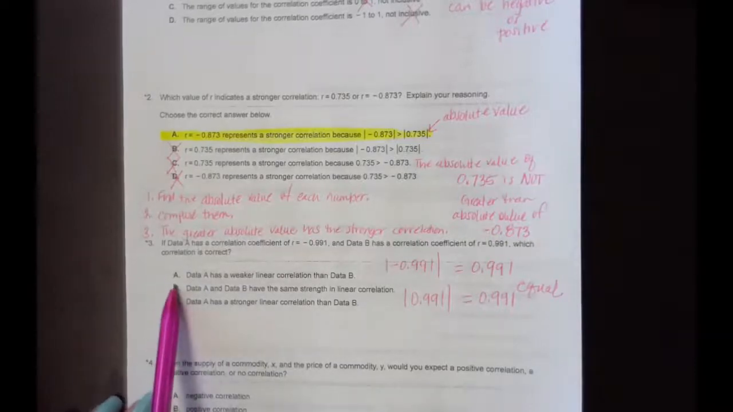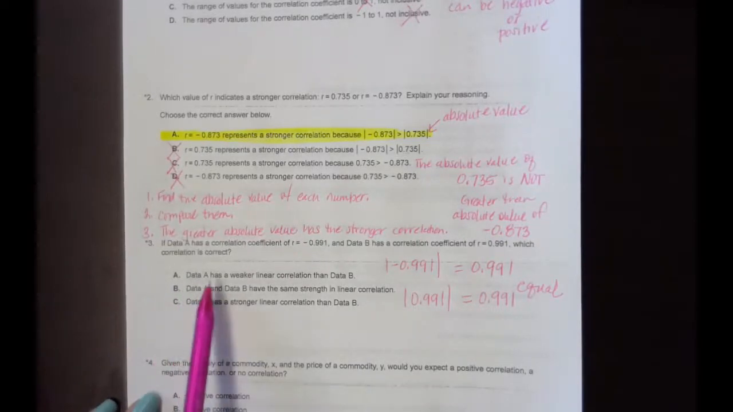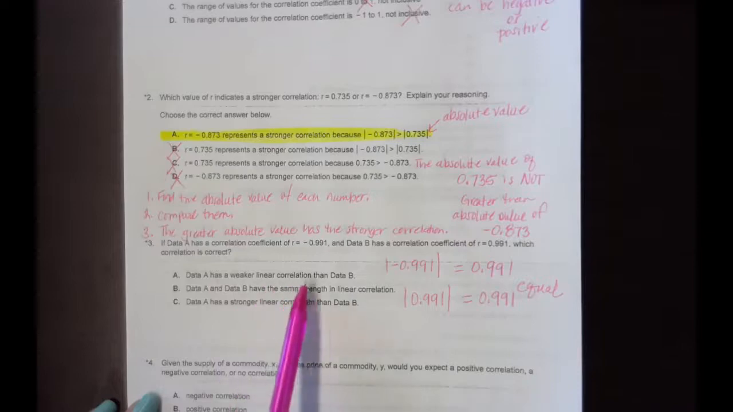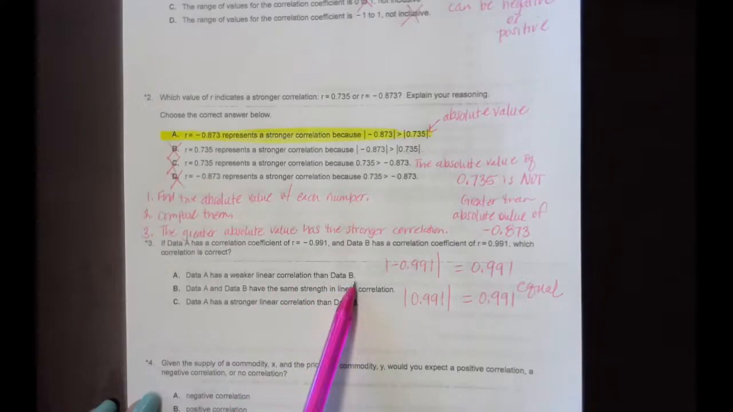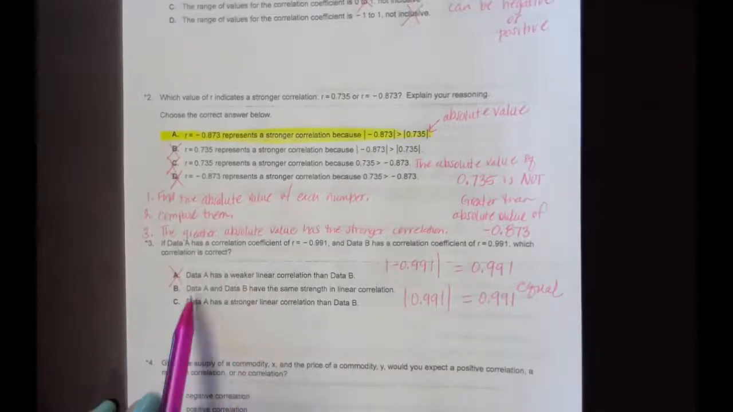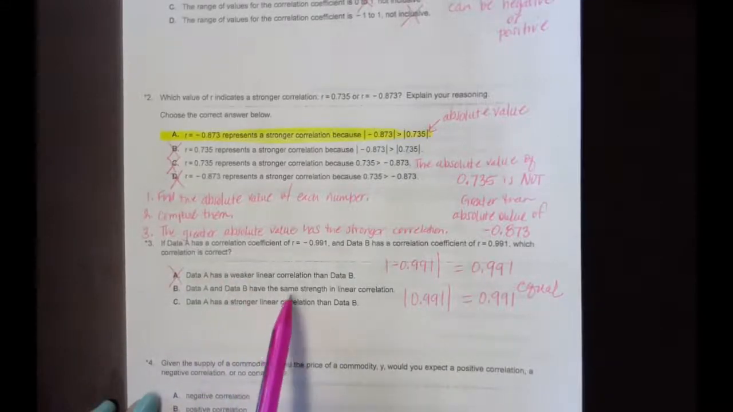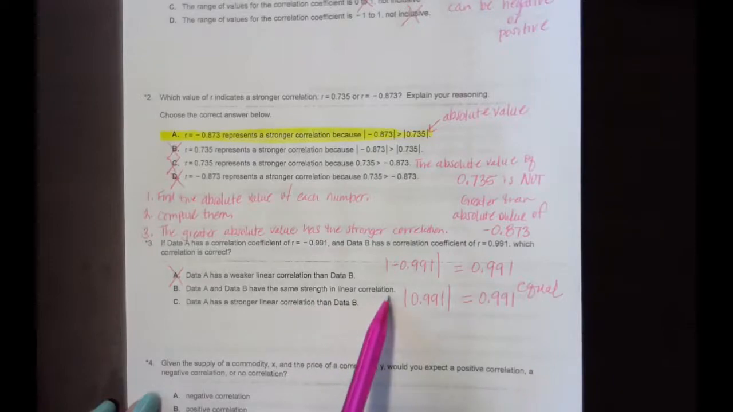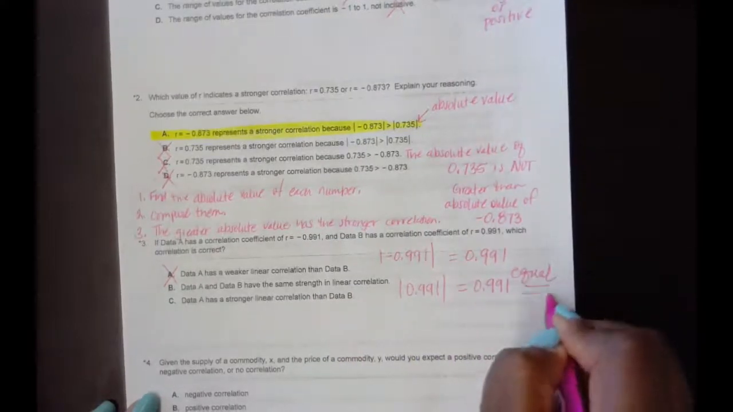Let's look at the answer choices. Data A has a weaker correlation than data B. Not true if they are equal. Data A and B have the same strength in linear correlation. That's true because they are equal.